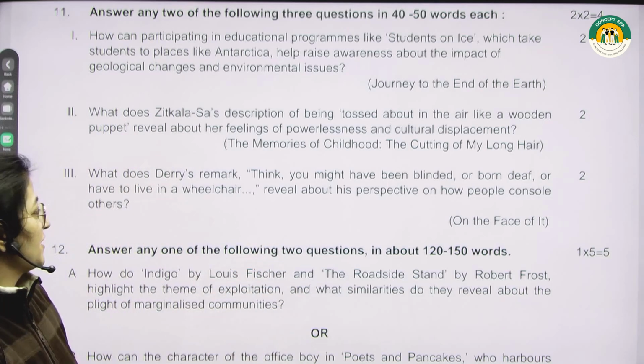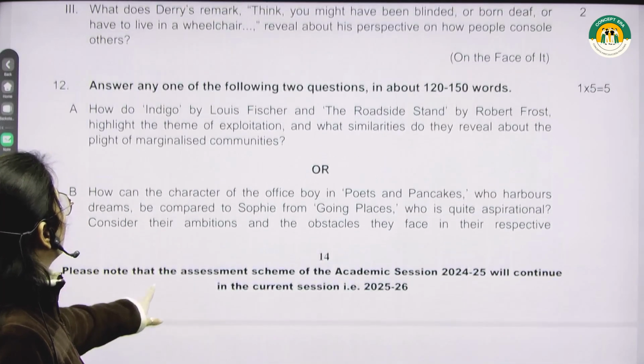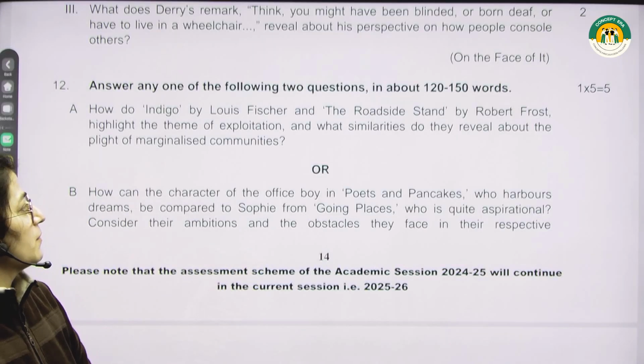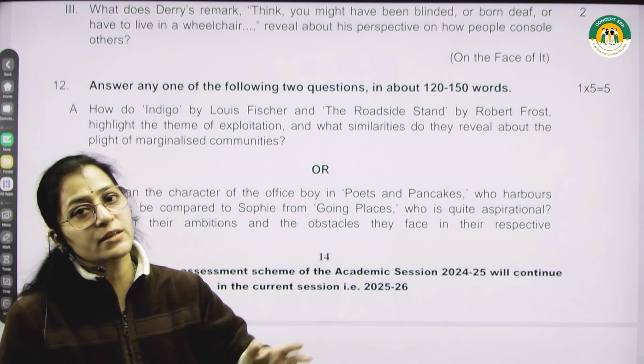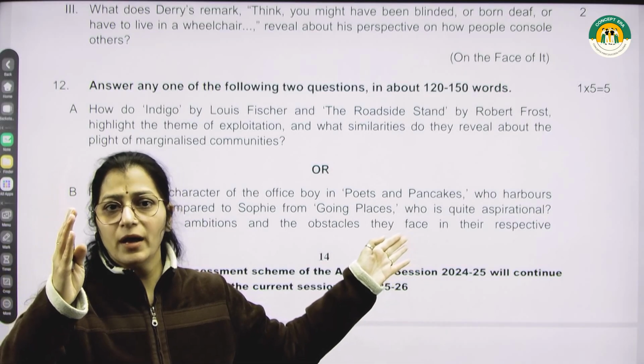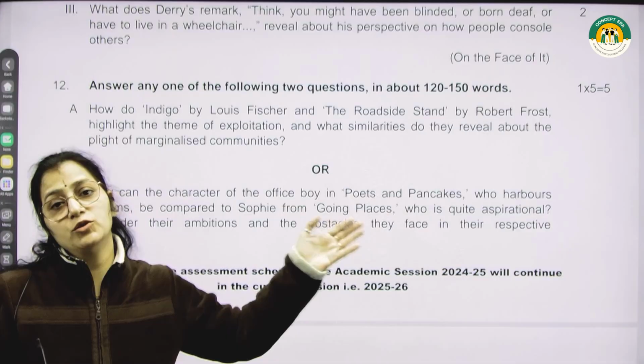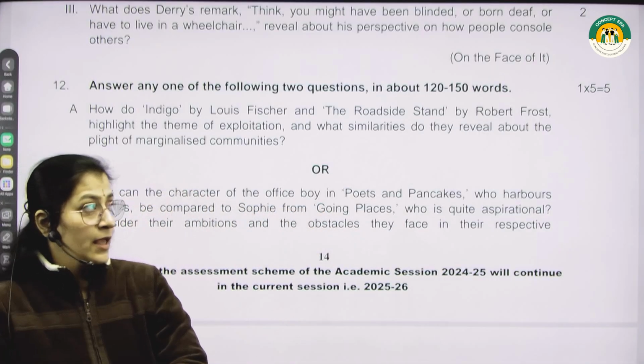Okay, next, we are moving to the next, that is, answer any one of the following two questions in about 120 to 150 words. It is a long answer. So keep in your mind that the question which carries 5 marks, you should pay more attention to that.